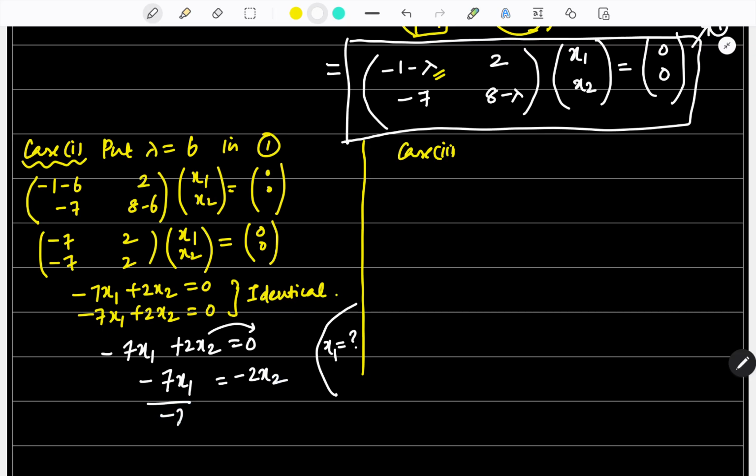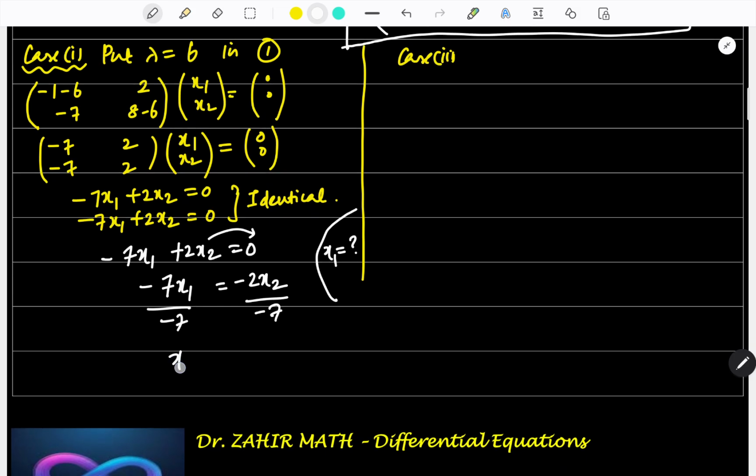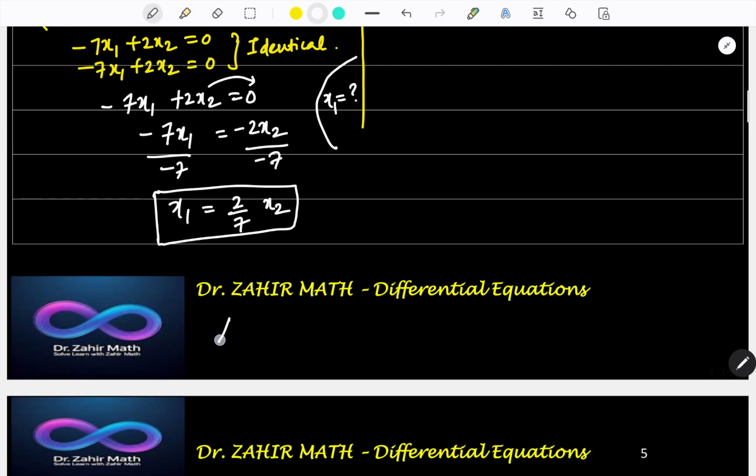So when I divide by minus 7, what happens? I will get x1 is equal to 2 over 7 x2. This is the equation I get. Why, teacher, are we finding equations? Because we are going to find out x1 and x2, which is the column vector. Okay, right. So how are we going to find out this x1 and x2?